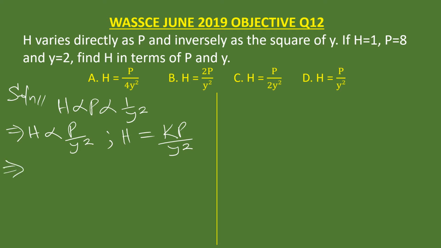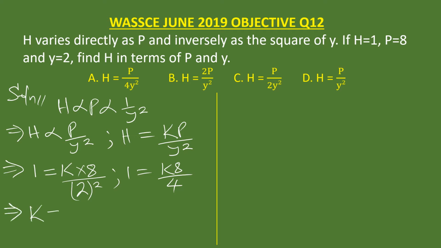Now from here, the first part of the equation says H is equal to 1, so 1 is equal to what? K. Remember, we have to look for K first before we proceed with the equation. And P is equal to what? 8. And Y is equal to what? 2. So this is 2 squared. Now this simply means that 1 is equal to what? K times 8 over what? 4. From there, if you make K the subject of the formula, we have that K is equal to what? 4 over what? 8. So 4 here 1, 4 here 2. This makes K to be equal to what? 1 over what? 2. So I would like you to take note of this. Our value of K is equal to 1 over 2, which is half.